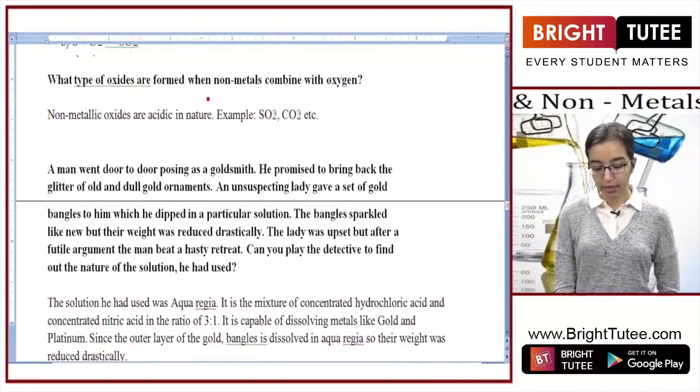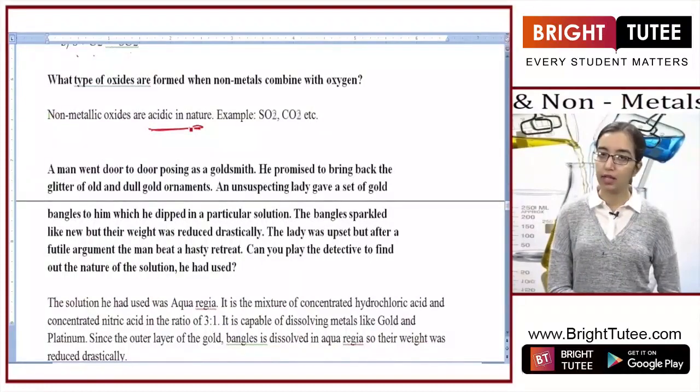What type of oxides are formed when non-metals combine with oxygen? So again, the oxides formed are acidic in nature. Examples can be sulfur dioxide, carbon dioxide.